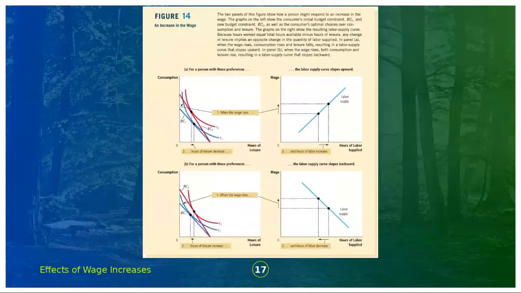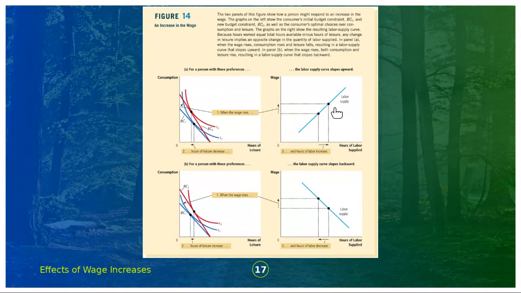And this isn't set for everyone, so we're going to consider two different examples. For a person with these preferences, an increase in wage pivots up the amount of consumption they can consume, and for this person, the higher consumption incentivizes them to work more. So when the wage rises, in this case, the hours of leisure decrease due to the substitution effect. And due to this substitution effect, we can plot out that the labor supply curve slopes upward. So what we're seeing here is that higher wages are increasing more work from the employee.